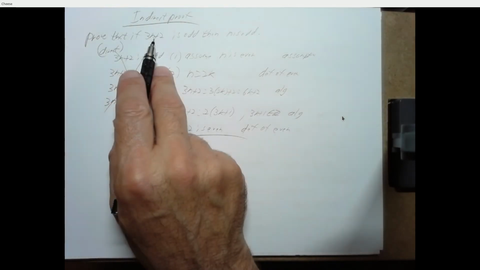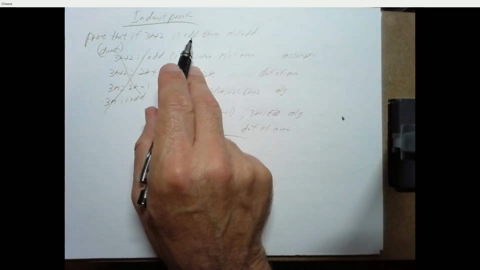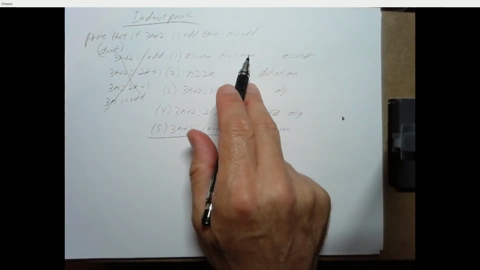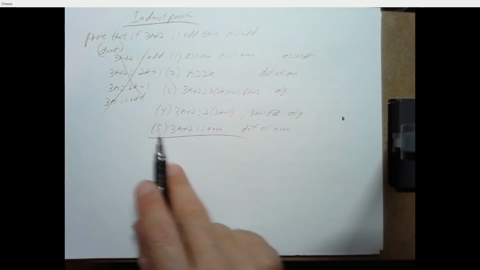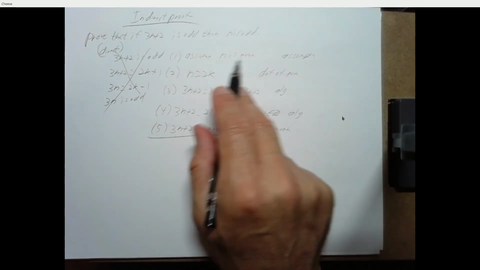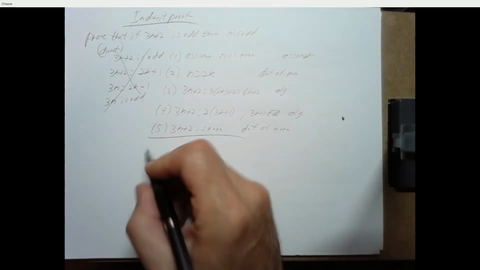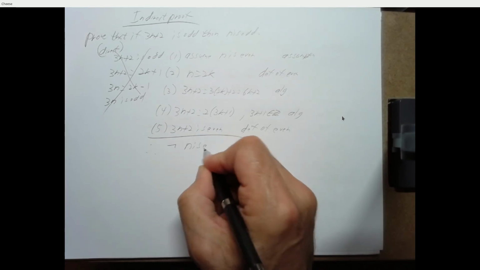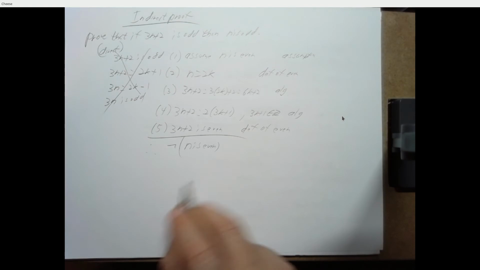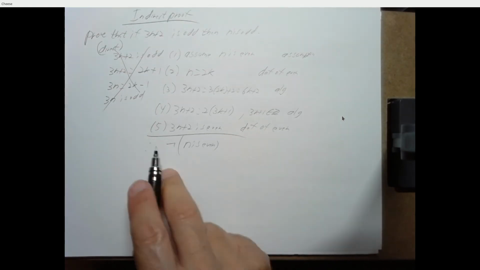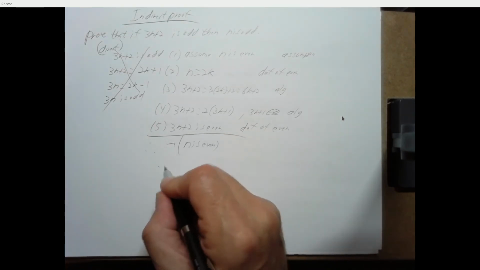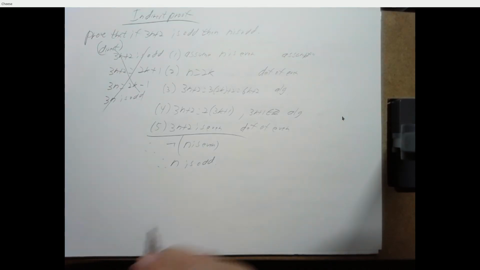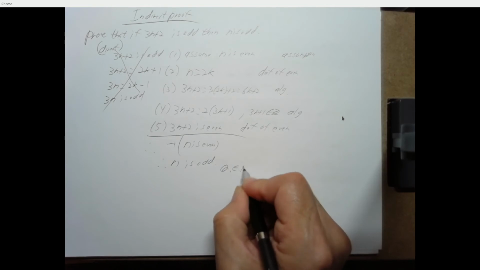But we're told that 3n plus 2 is odd. And since 3n plus 2 is odd, n cannot be even. Because if it is, 3n plus 2 would be even. So this statement must be incorrect. So the statement that n is even must be false. Not n is even must be true. And if n is not even, n must be odd, which is what we were asked to prove.